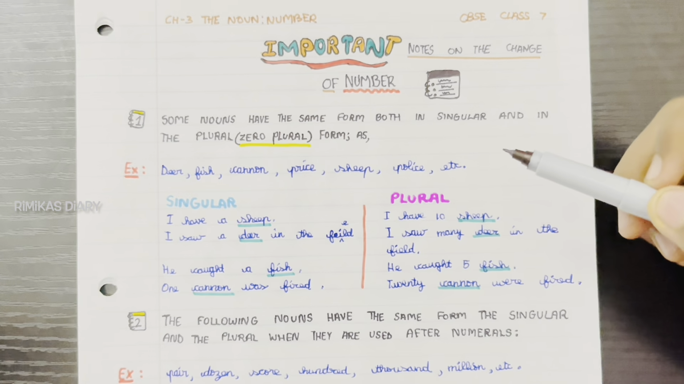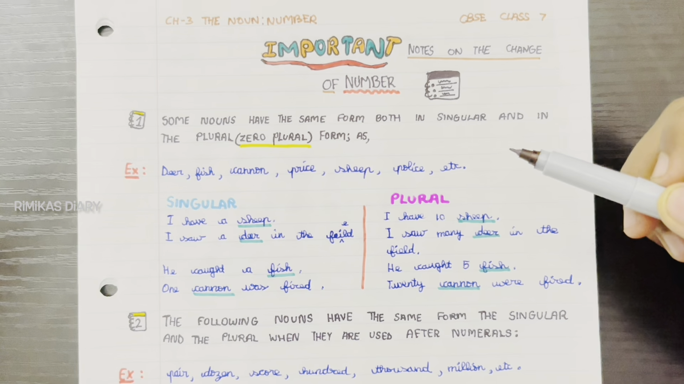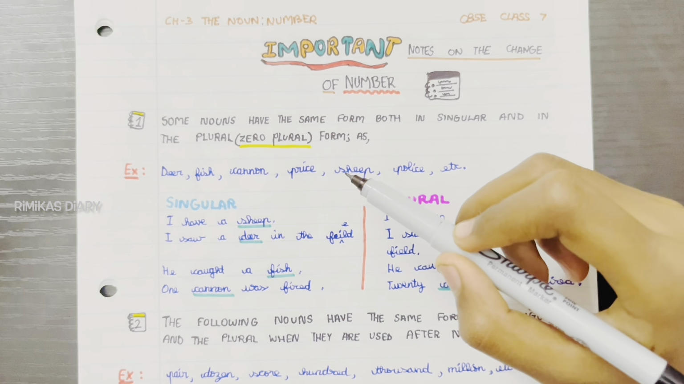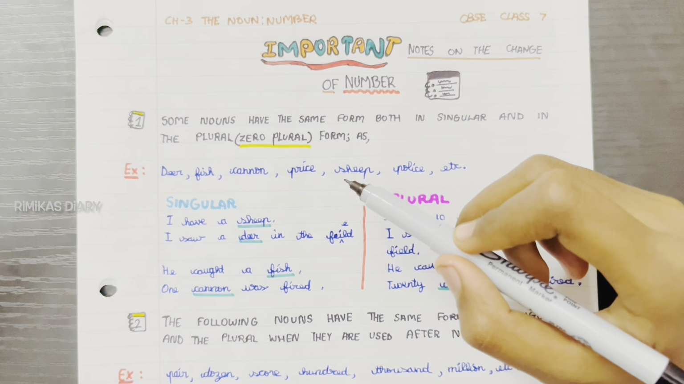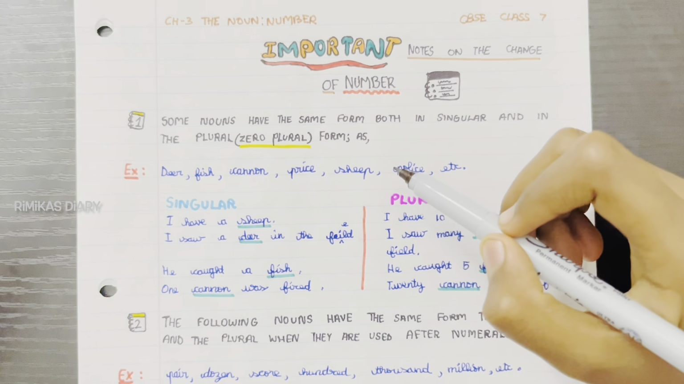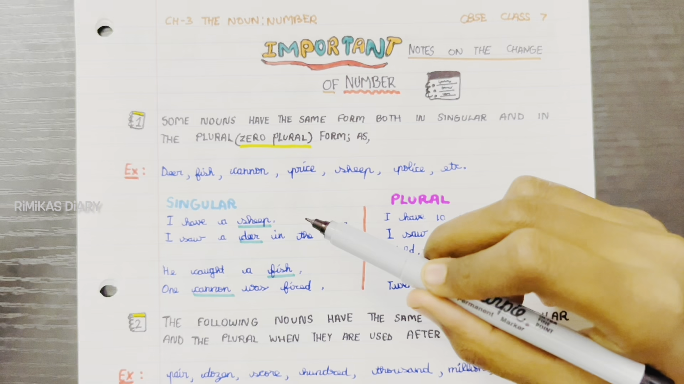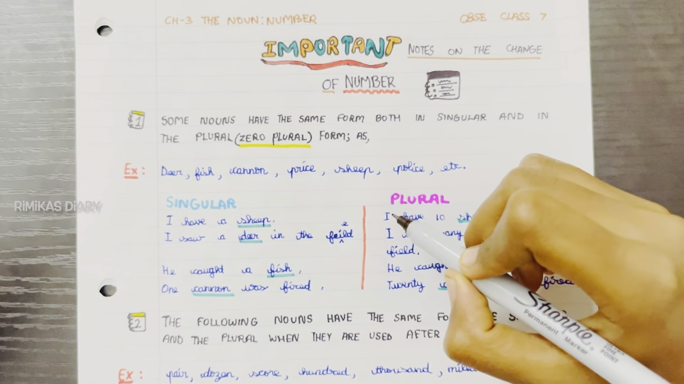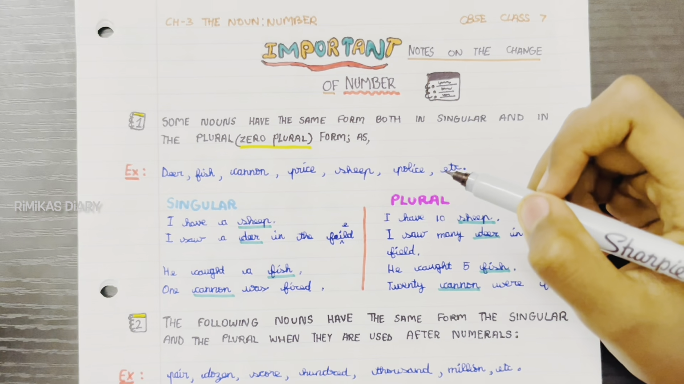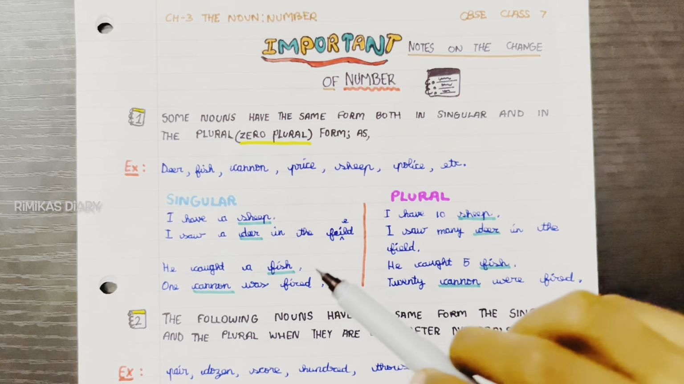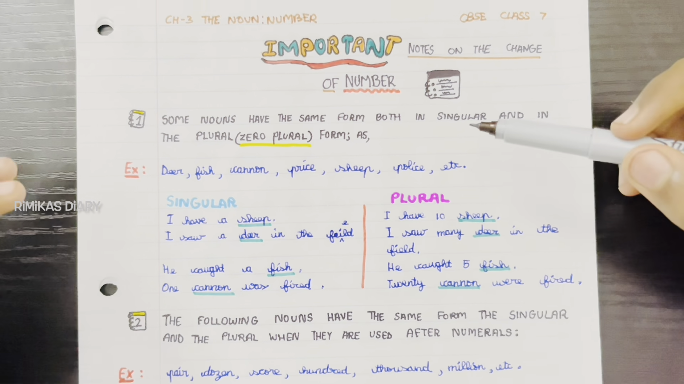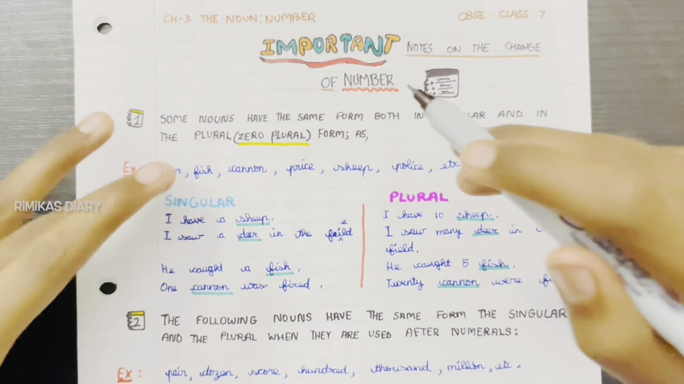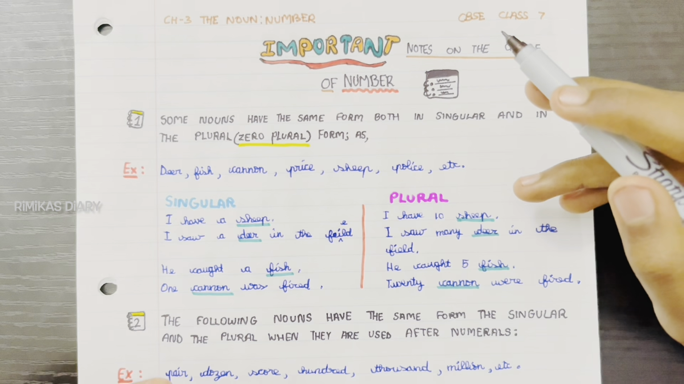First one, some nouns have the same form both in singular and in plural. So it's also known as zero plural form. As examples: deer, fish, cannon, prize, sheep, police, etc. So these words are used in both singular and plural form. Now we're going to see how to use these words in singular and in plural form.